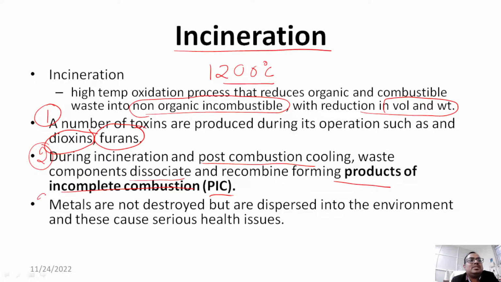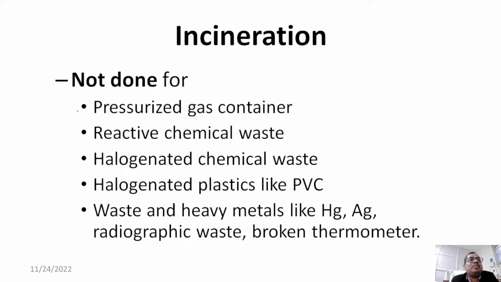Then metals, another problem is that metals are not destroyed but they are dispersed into the environment and they can cause serious health issues. So these were a few challenges. Therefore certain groups of waste should not be incinerated, like pressurized gas containers, radioactive chemical waste, then halogenated chemical waste, halogenated plastic like PVC waste, and heavy metals like mercury, silver, radiographic waste or broken thermometers. These should not be incinerated.